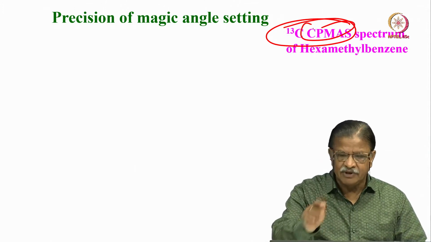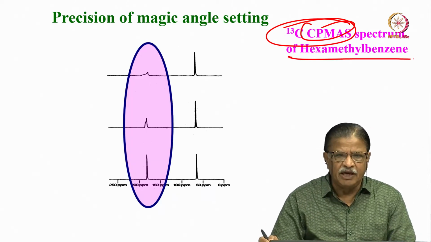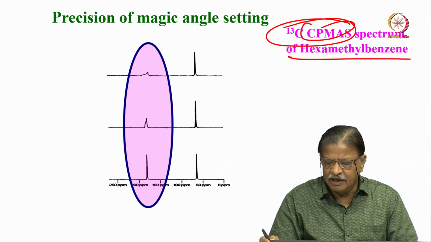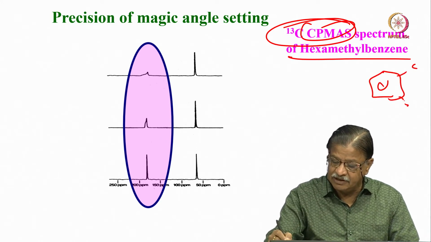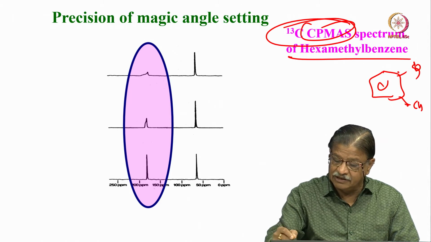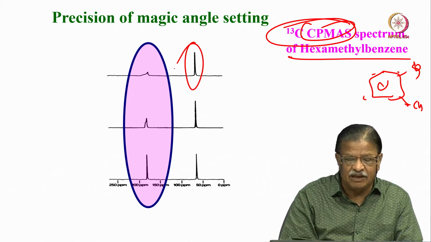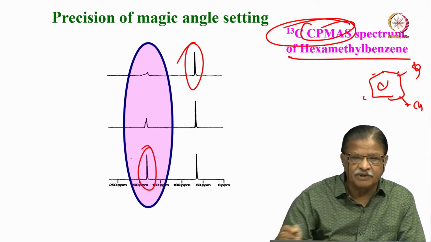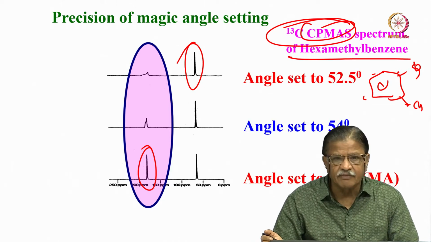What is CP MAS? I will come to that, do not worry. This is by using hexamethyl benzene. Hexamethyl benzene has 2 types of carbons: 6 CH3s and 6 quaternary carbons. So these are all the CH3 peaks, all CH3s are equivalent, and this is a quaternary carbon. There are 2 peaks only, you get 2 carbon peaks.